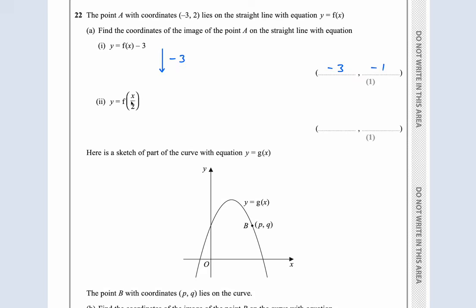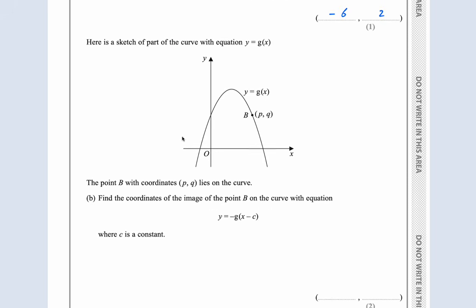Then f of x over 2. This is a horizontal stretch of scale factor 2. So it's this, stretch it times 2. But I multiply my x coordinate by 2. So my minus 3 times 2 is minus 6, and my y coordinate stays the same.